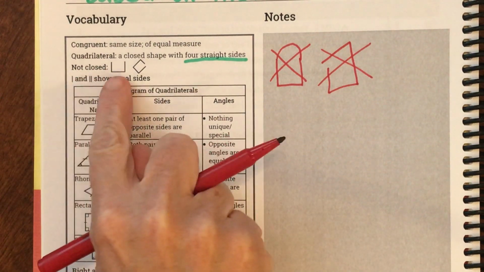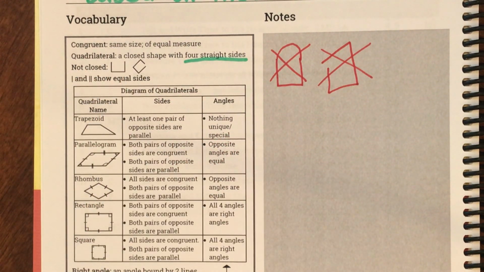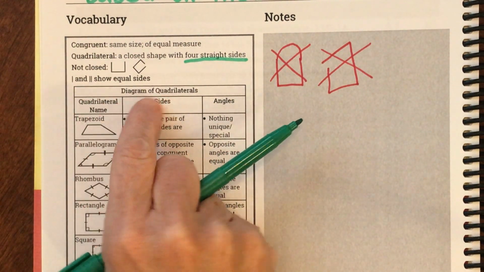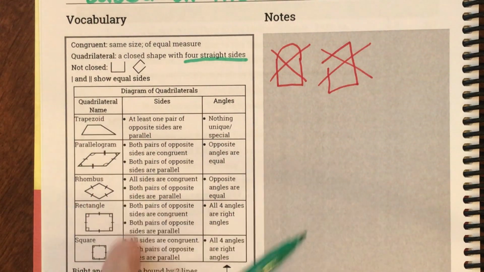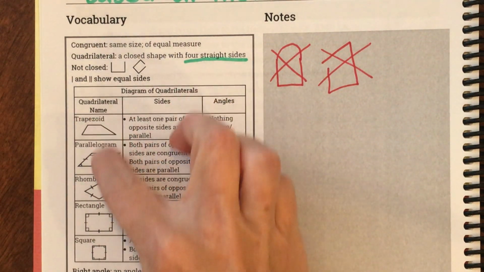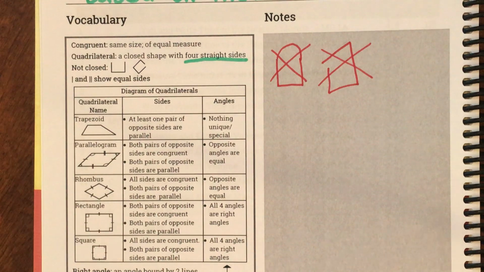Okay, and then they give us an example of what not closed means. Then they show us these symbols, these little dashes, and it shows equal sides. So when we look here, I'll show you them. They're really small, so you're gonna have to look really close, okay? Then it says we have 5 quadrilaterals that we're going to be learning about.